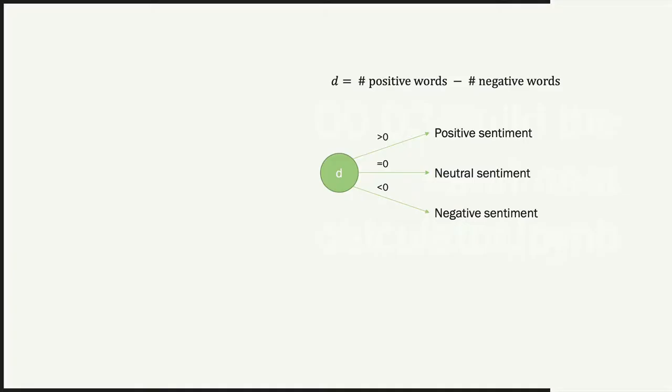Our sentiment score is going to be simply the number of positive words in the review minus the number of negative words in the review. The sign of the resulting difference between the two scores will tell us if the sentiment is positive or negative.